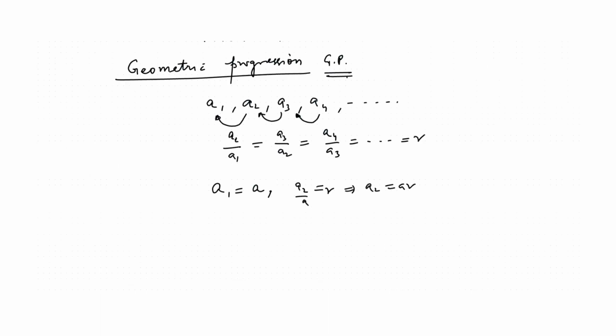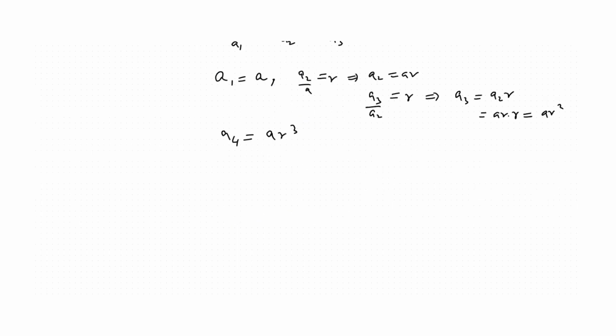Similarly, if I want A3, A3 upon A2 is R. Therefore, you can say A3 is A2 times R, which is AR into R, which is known as AR square. Similarly, A4 would be AR cube. Likewise, if we continue with this, then we can find AN, which is AR n minus 1.